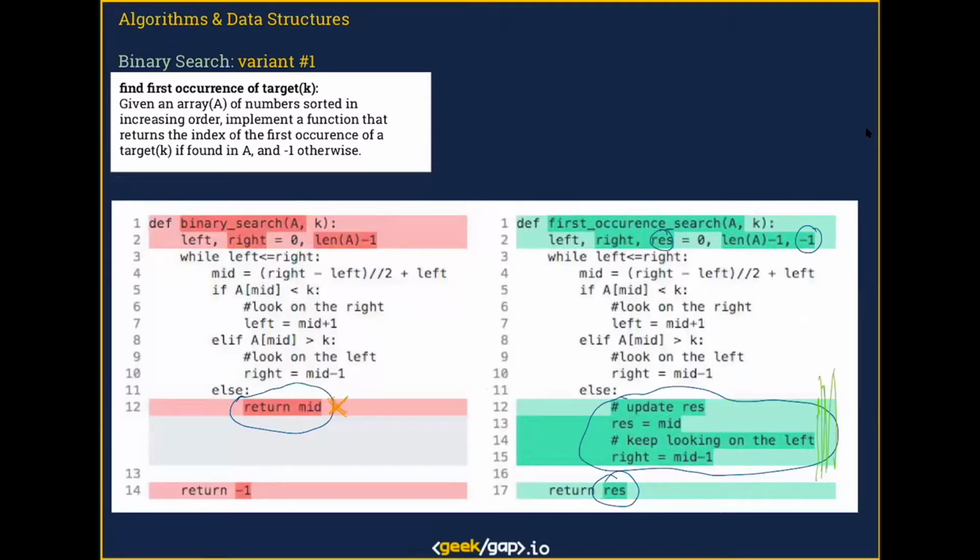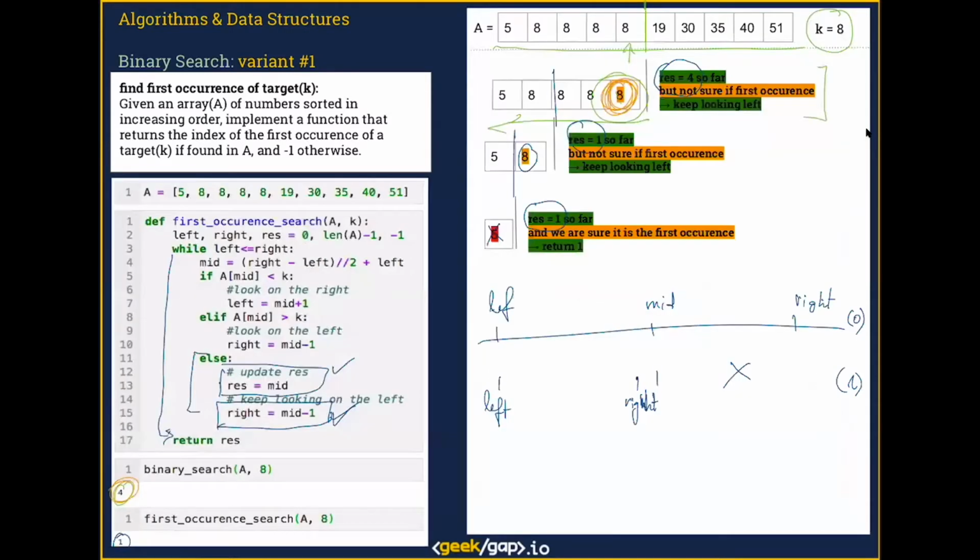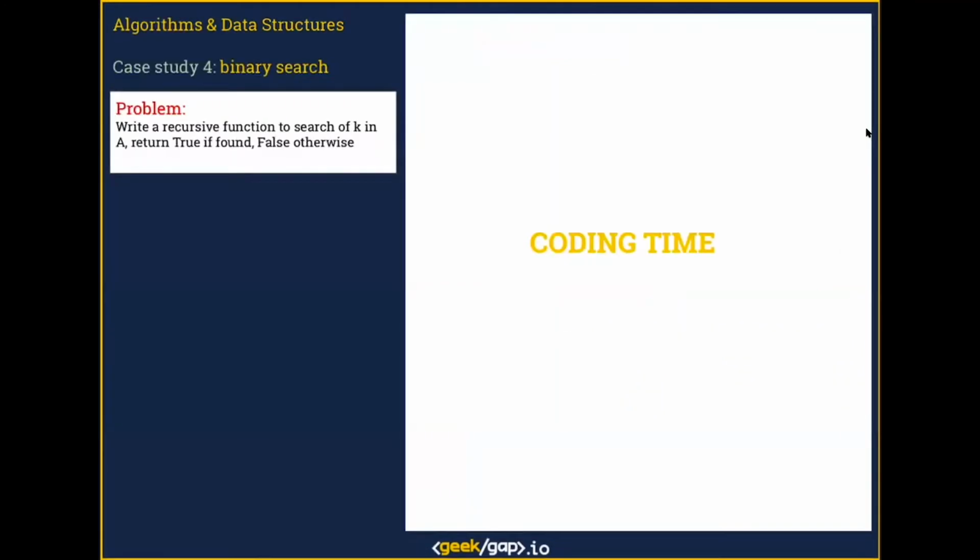Yes, it does. So if you're asked to find the first occurrence, you don't have to return as soon as you hit the target. Just keep looking on the left. And keeping looking on the left means you keep shifting right leftward, which is what this diagram is showing here. So you keep moving right, up to the point where you find what you're looking for. Great. So let's close this.